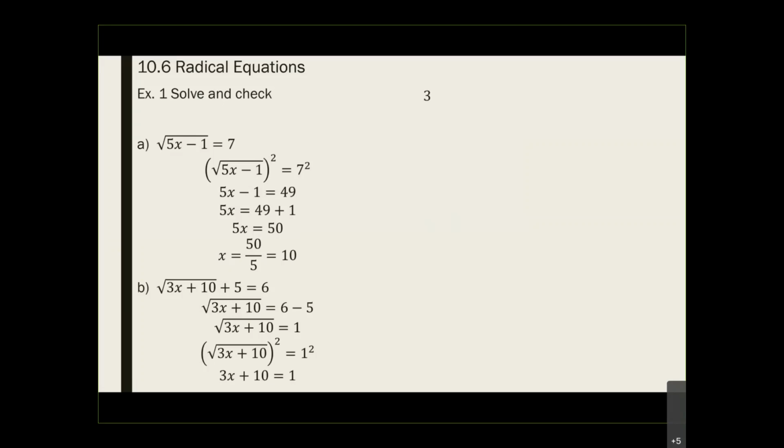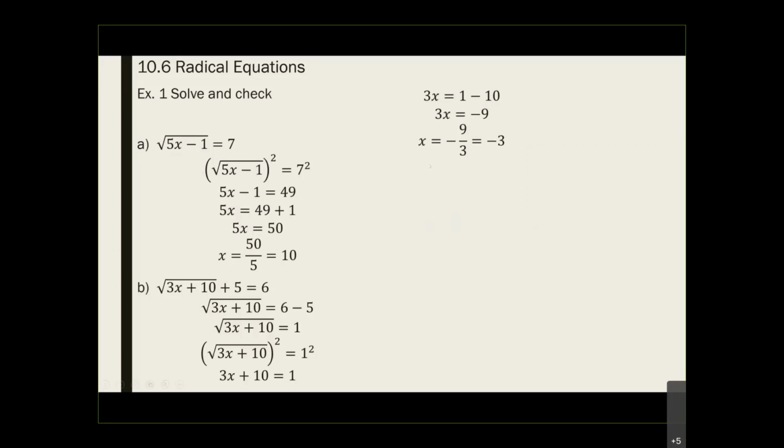Now this is what I have: 3x, and I subtract 10 from the other side, and ladies and gentlemen, this is my answer, which is -9. And I have to divide by 3. Everybody see that -9 divided by 3 will give me -3. So again, I haven't done the checking part yet.